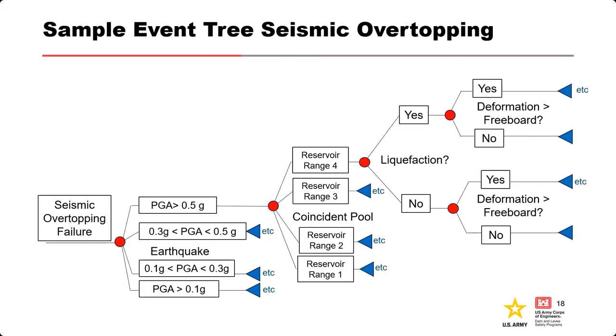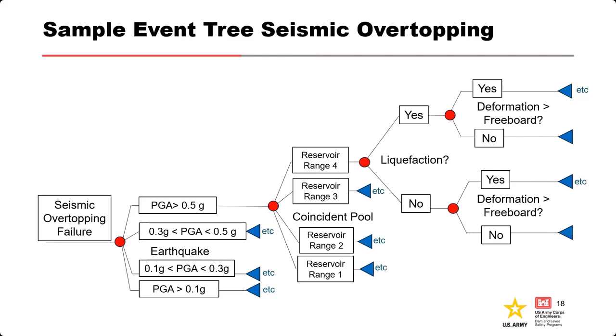Then I look at whether or not I trigger strength loss, whether my deformation exceeds freeboard. If it does, now I've got to add to the end of this my overtopping failure, all of those nodes, right? Because even if it goes over the top, I've still got to actually lead to a full breach of the dam. I've got to erode the dam, right? What's left, the remnants that are left, or the sections that are left.